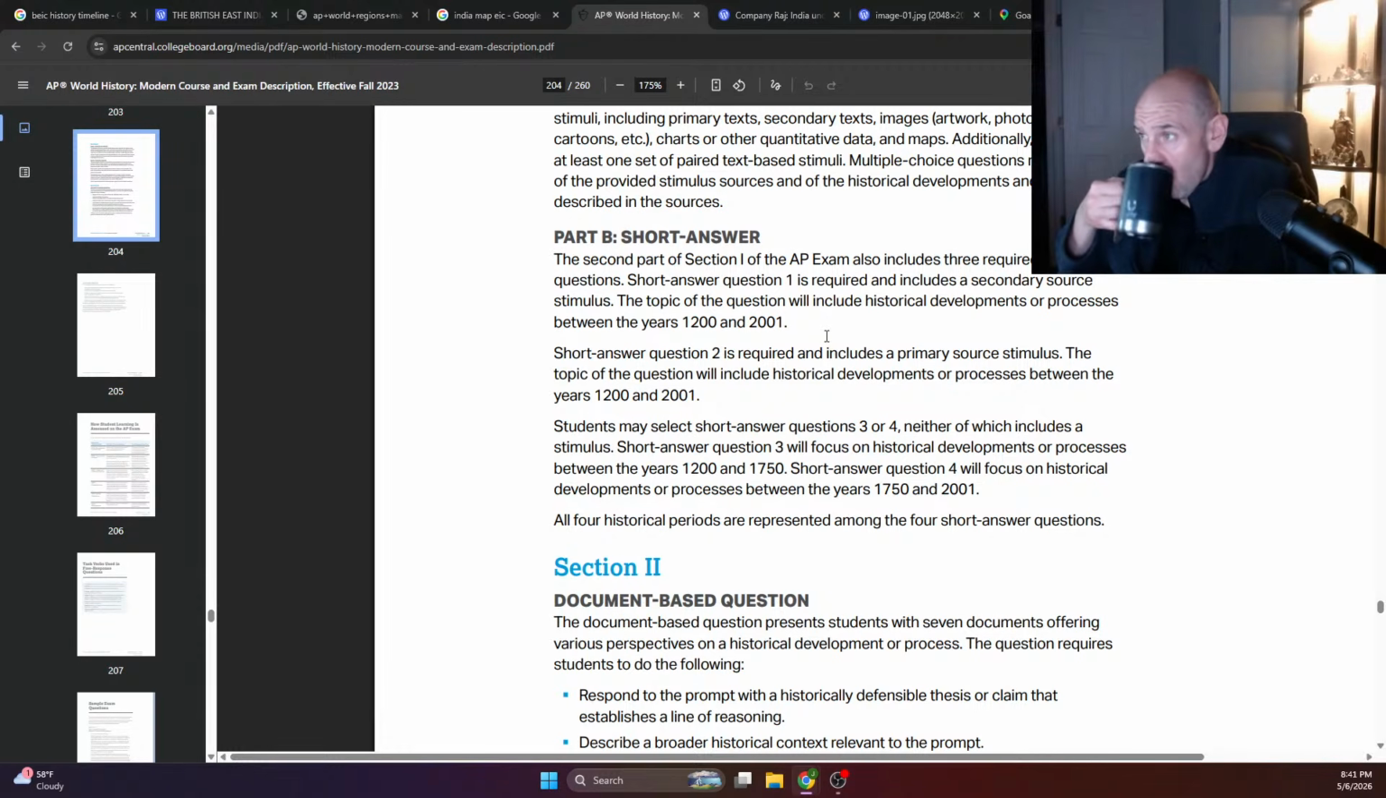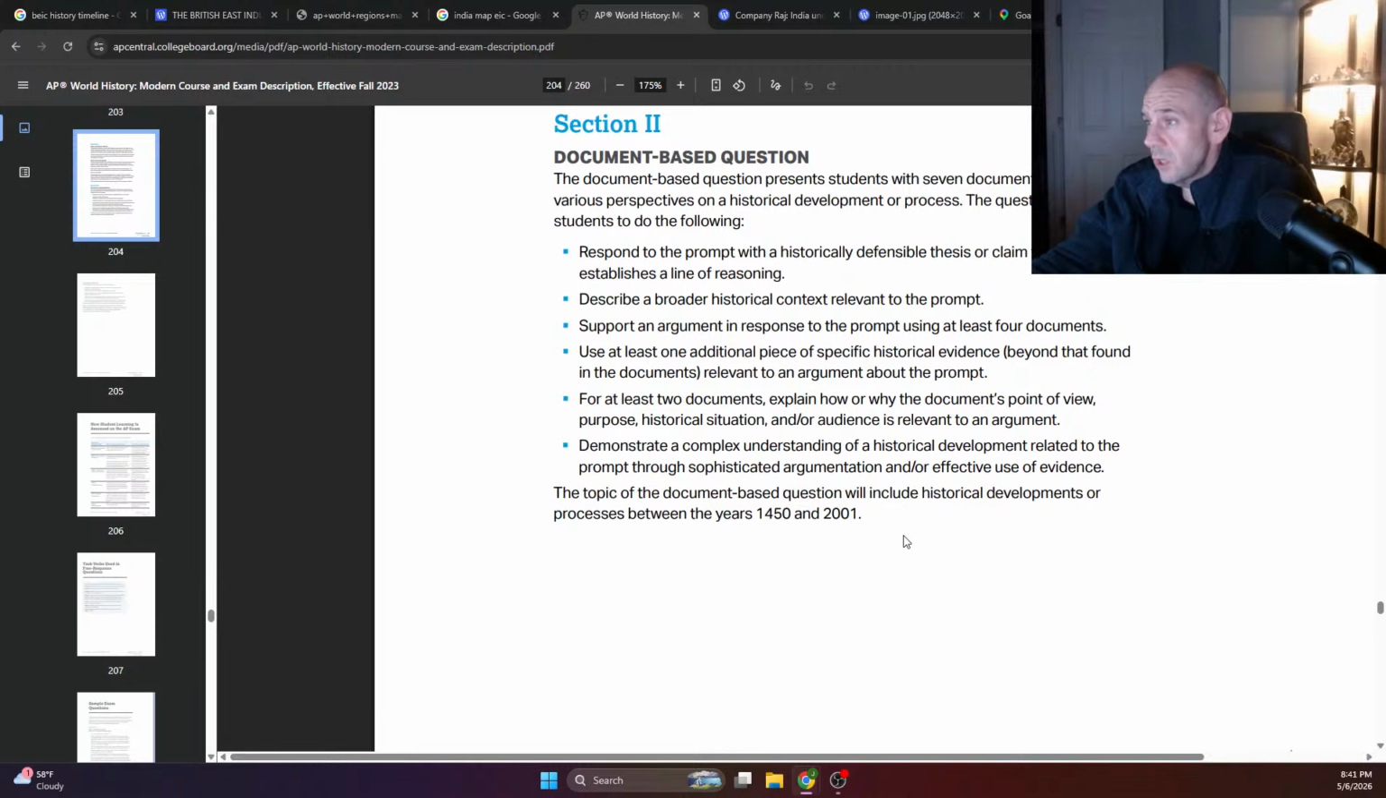Now, short answer questions 3 and 4 do have time restrictions. 3 can only be between 1200 and 1750, and 4 can be between 1750 and 2001. Basically, first half of the course versus second half of the course. So if there's a particular half of the course you're more in tune with, give more weight to choosing that particular question over the other. Remember, that's where your choices lie. Now, the DBQ cannot stretch back to 1200. I'll let you venture a guess as to why.